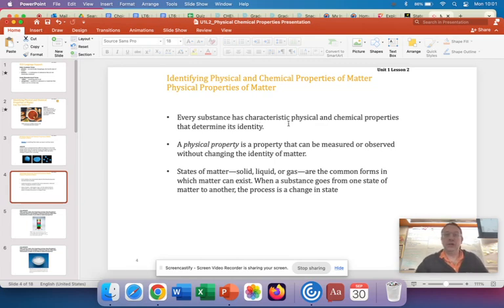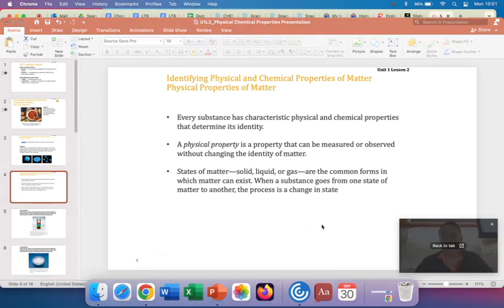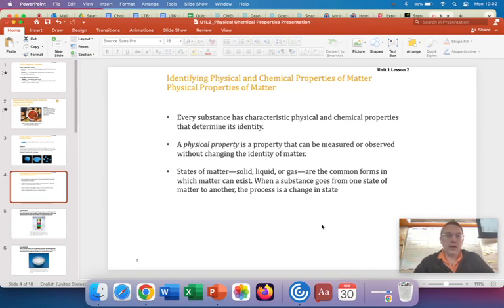Every substance has physical and chemical properties that determine its identity. A physical property is a property that can be measured or observed without changing the identity. So I could measure the amount of mass that this clay ball has. States of matter, like solid, liquid, or gas, are the common forms in which matter can exist. When a substance goes from one state of matter to another, that process is called a change in state.